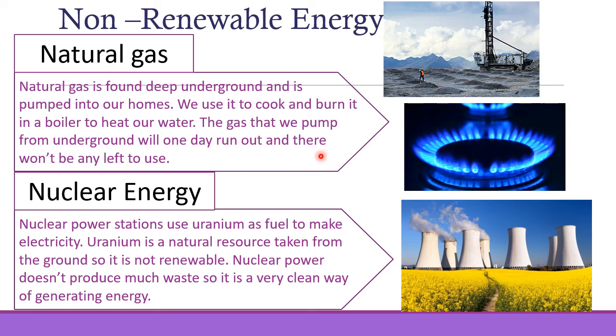Nuclear power stations use uranium as fuel to make electricity. Uranium is a natural resource taken from the ground, so it's not renewable. Nuclear power doesn't produce much waste, so it's a very clean way of generating energy. So these are our non-renewable energy sources examples because the energy sources that they rely on are finite. So, for example, gas, there isn't an unlimited amount of gas, and there isn't an unlimited amount of uranium. Uranium atoms are the atoms that we shoot our neutrons at.